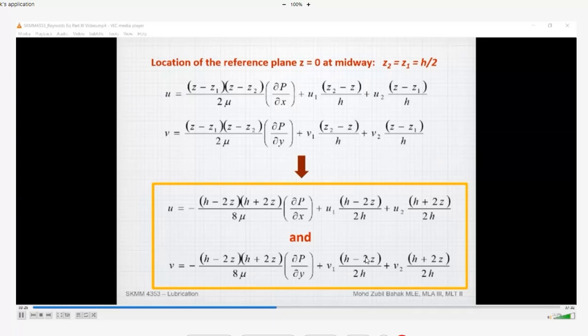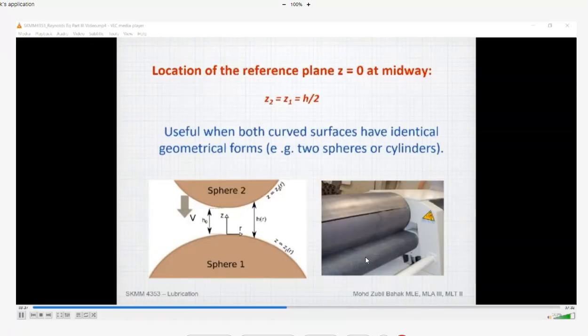So the question is, where can we use this kind of equation? Basically, this equation is for when you put the z axis starting at the center of the two moving surfaces, which are moving relative to each other.